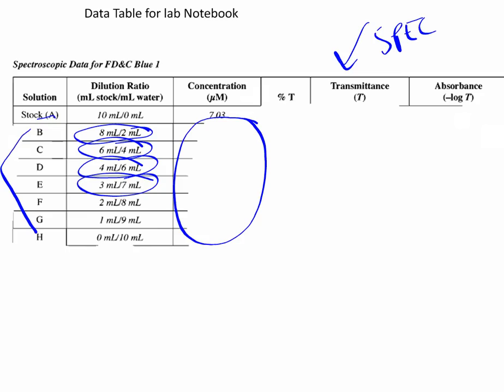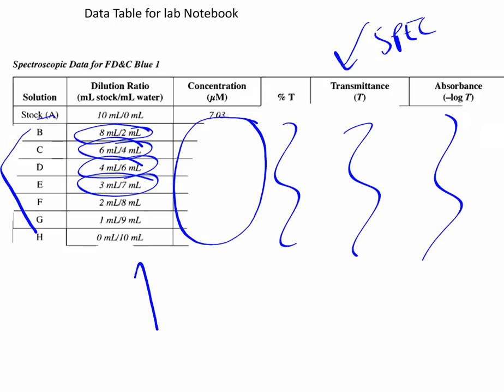You can read it off the machine, %T, transmittance, and absorbance. You can calculate it. You fill out this data. This data table has to be created in your lab notebook. So first and foremost in your lab notebook is always the purpose. The purpose of the lab that we're going to do, you explain what that is.